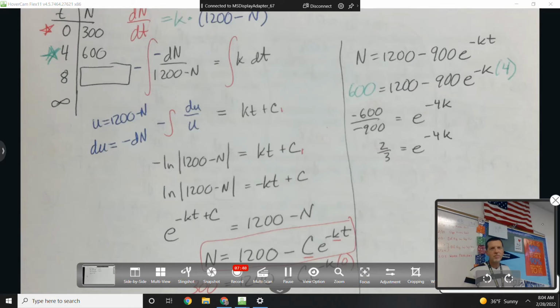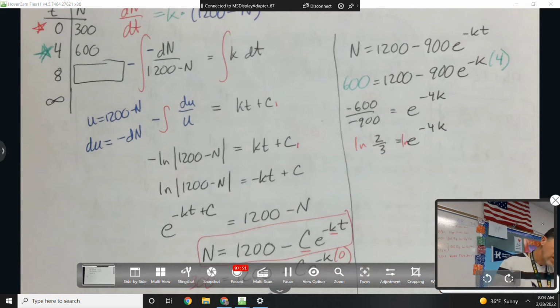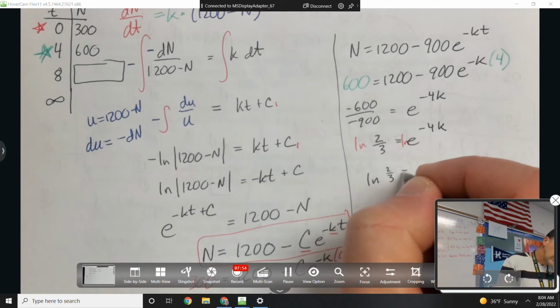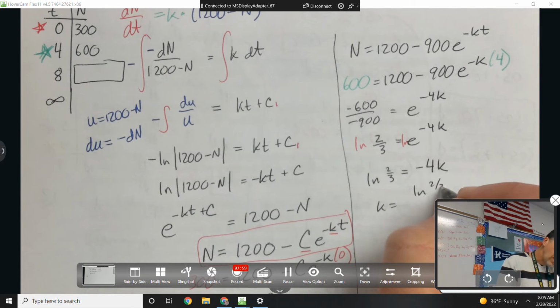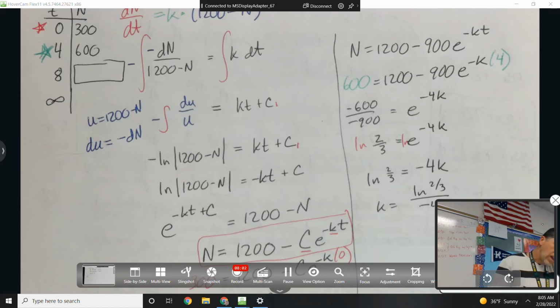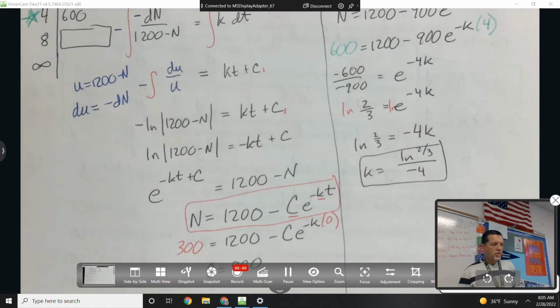What do I do next, algebra students, to get k by itself? Take the natural log of both sides. So natural log of 2/3 equals negative 4k. So there's my k, and in some sense, no, a very real sense, my problem is solved. I haven't answered the question yet, but I know C, I know K. Now I can answer anything they want. Now my calculus really is done.